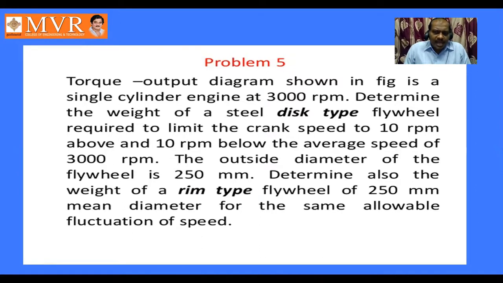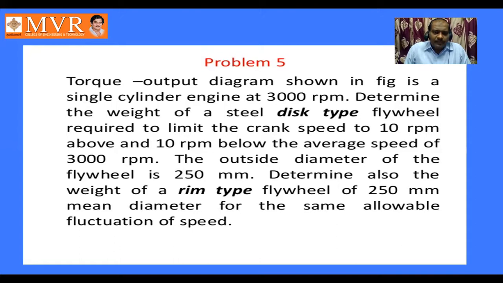The outside diameter of the flywheel is 250 mm. Determine also the weight of a rim type flywheel of 250 mm mean diameter for the same allowable fluctuation of speed. So the theme of this question is that the fluctuation of speed is given as only 10 rpm above and below, and it is rotating at 3000 rpm. We have been given 2 types of flywheels. One is a disc type flywheel and the second is a rim type flywheel.